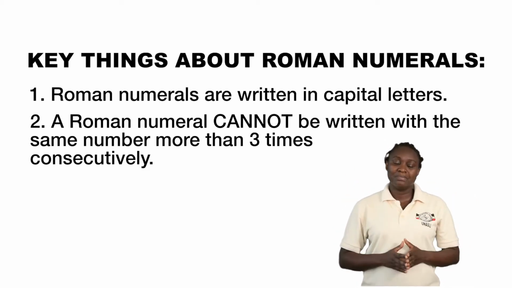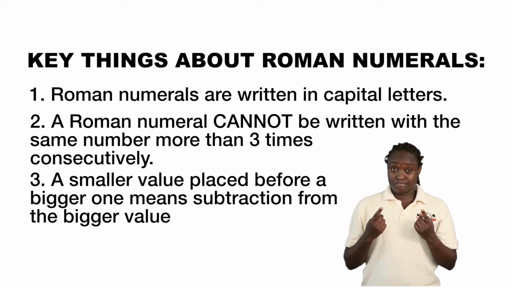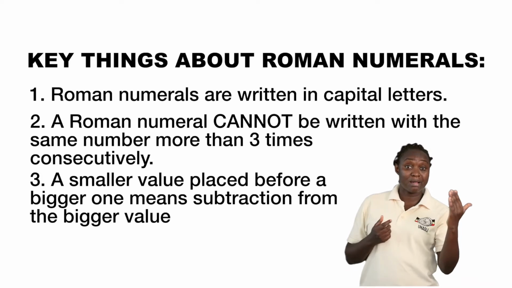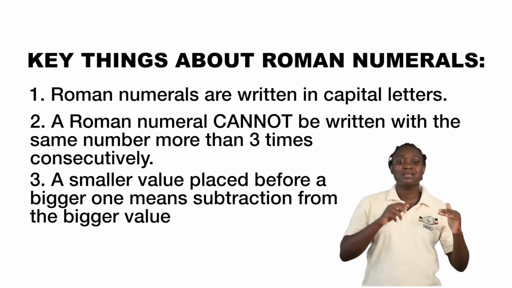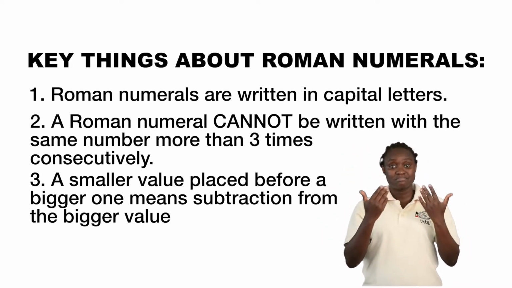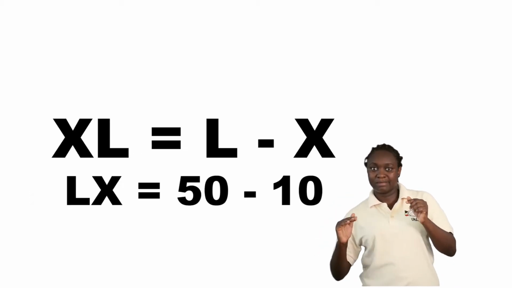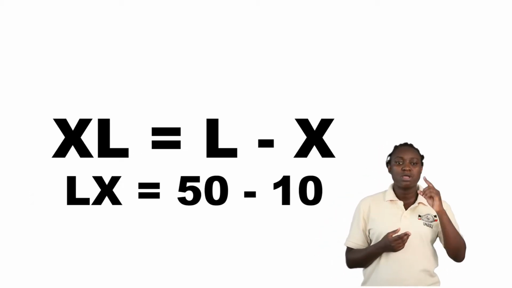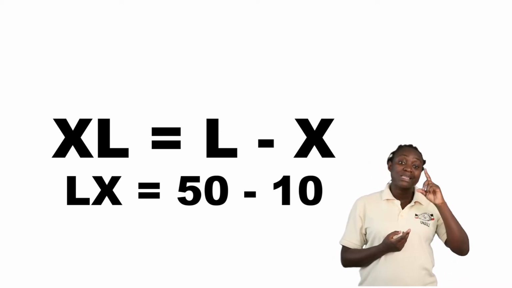The other thing is that when a smaller value is put before a bigger value, it means that we are subtracting the smaller value from the bigger value. For example, you have XL. This means you are subtracting X from L.